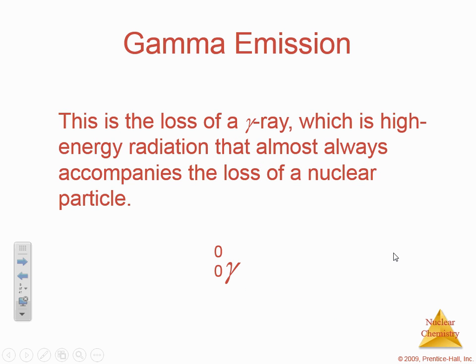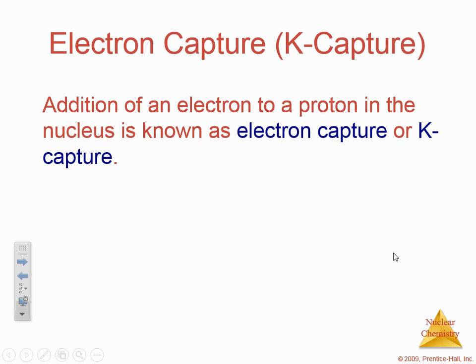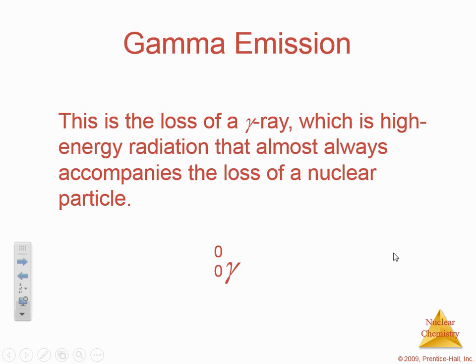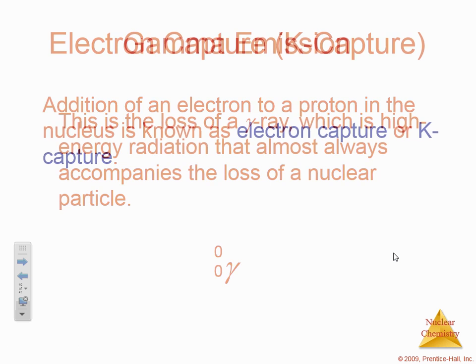Then we can have gamma emission. Gamma emission is the loss of a gamma ray, which is high energy radiation that almost always accompanies the loss of any nuclear particle. So just something to point out. We have alpha decay, beta decay, and gamma emission. I missed one, excuse me. We have alpha decay, beta decay, positron emission, and gamma emission.